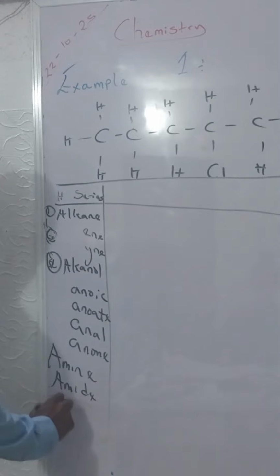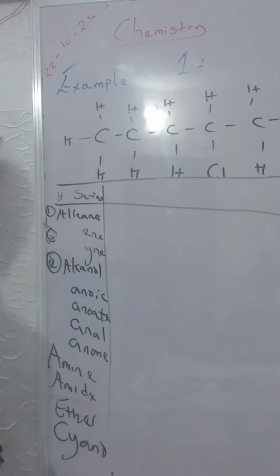Amide, nitrile, then cyano. Let's stop here. How many is this? I think it's 12, right? So we have alkane, and so on. These are all homologous series, meaning these are all families of organic compounds. I'll wait for you to write all this down, and then we'll move ahead.